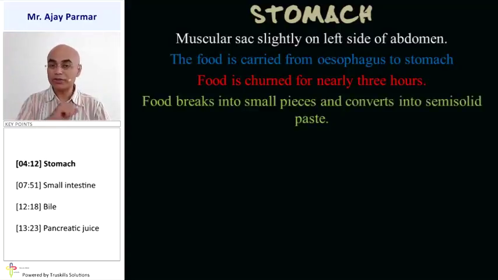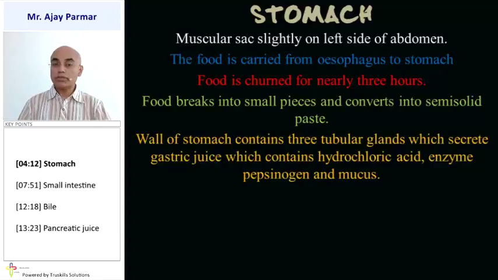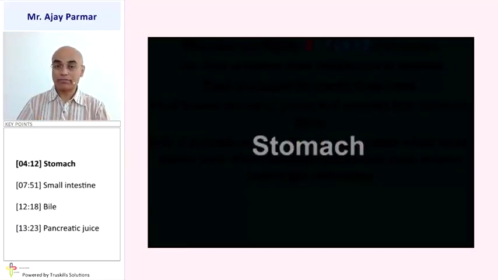The food breaks down into small pieces and converts into a semi-solid paste form in the stomach. The walls of the stomach contain 3 tubular glands. Each of them is going to secrete one kind of gastric juice. That gastric juice will contain 3 different things: number 1, hydrochloric acid; number 2, an enzyme, that is pepsinogen; and number 3, mucus.